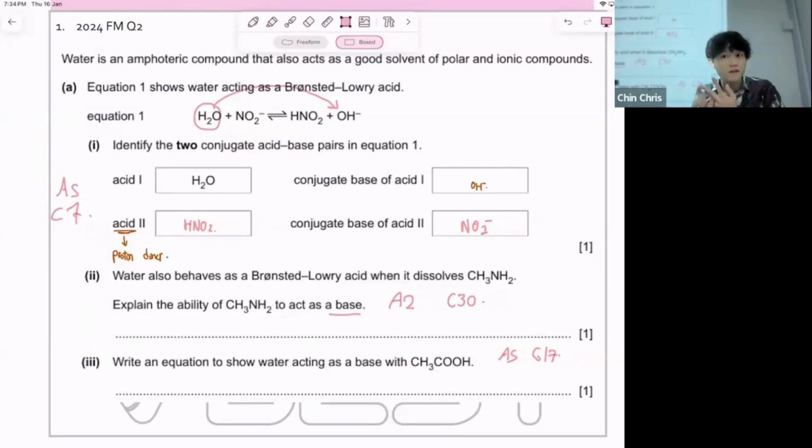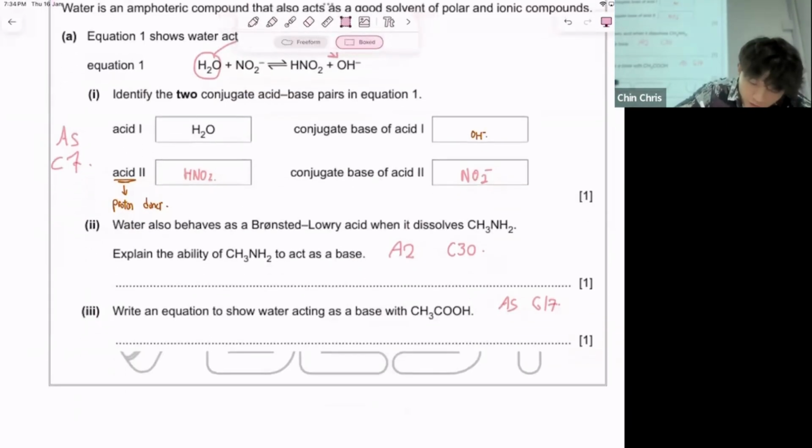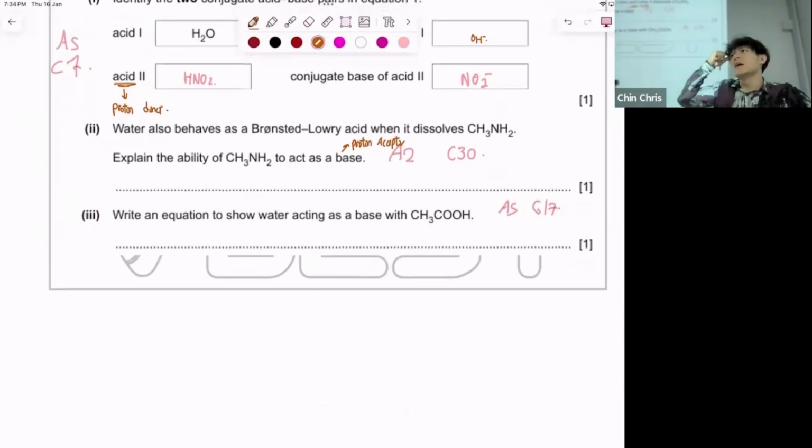That's the very, very fundamental things, these three, right? Please remember this. Next, what did I mention about base? Base is a proton acceptor, right? Am I right? Then you guys will be wondering, how does this thingy accept a proton?